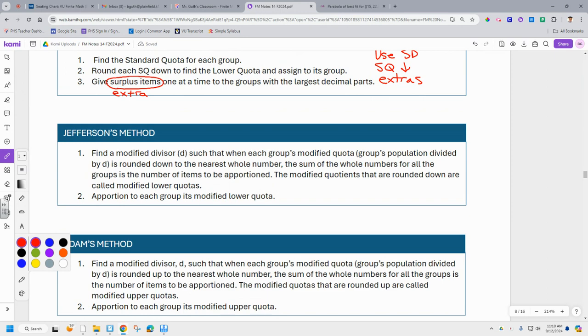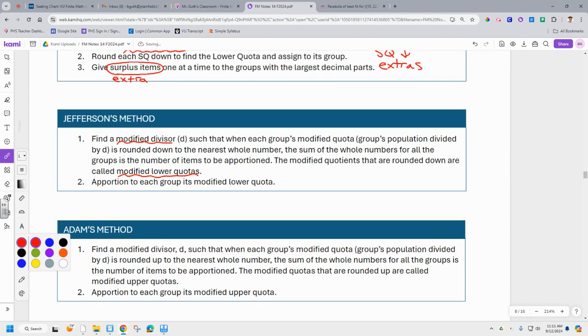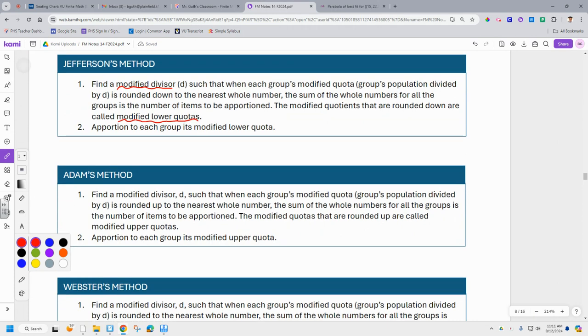Jefferson's method doesn't use the standard quota like Hamilton's did. It uses a modified divisor to find a modified lower quota. Now, if you notice, each of the next 3 is going to say modified divisor and modified quota. All of these are modified, not the standard. And so what's going to make this difficult is it's going to involve kind of guessing and checking. You're going to have to use some trial and error here.